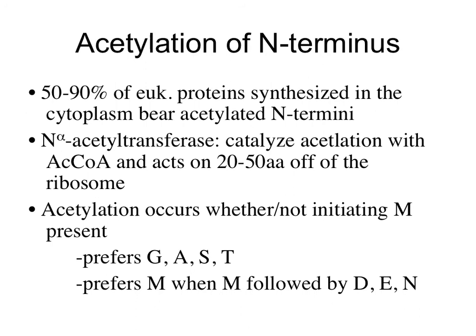Acetylation of the N-terminus. So 50 to 90% of eukaryotic proteins synthesized in the cytoplasm bear acetylated N-termini, and alpha acetyltransferases catalyze the acetylation with acetyl coenzyme A and act on 20 to 50 amino acids off the ribosome. And so, like histone acetyltransferases, instead of acetylating lysines, it acetylates the N-alpha amines. Acetylation occurs whether or not the initiating methionine is present, but it prefers methionine when methionine is followed by D, E, and N.